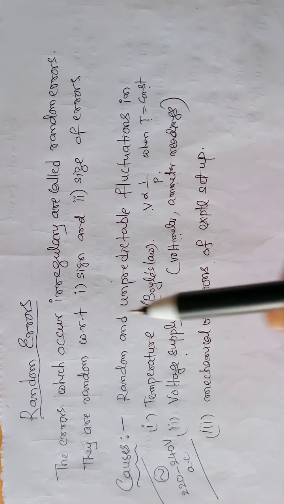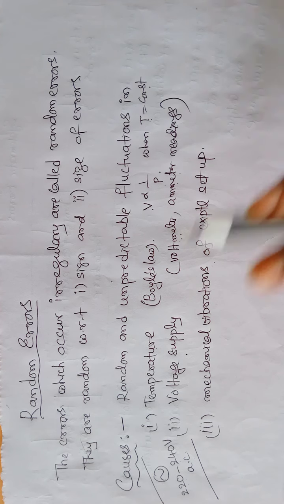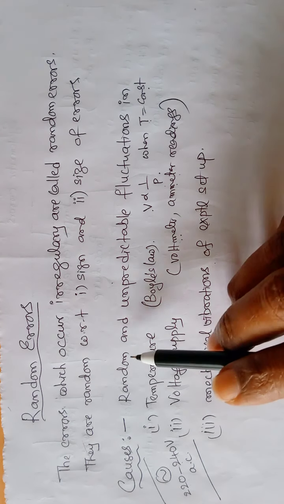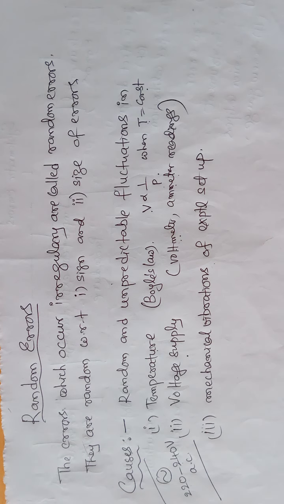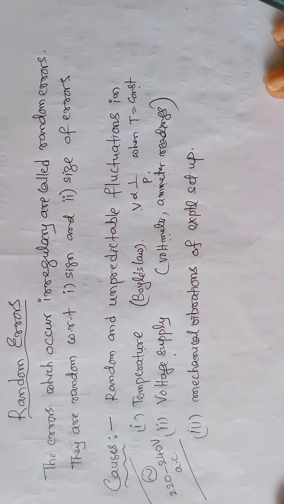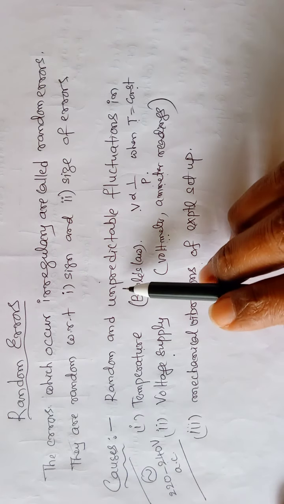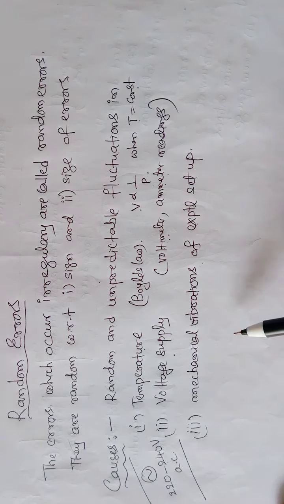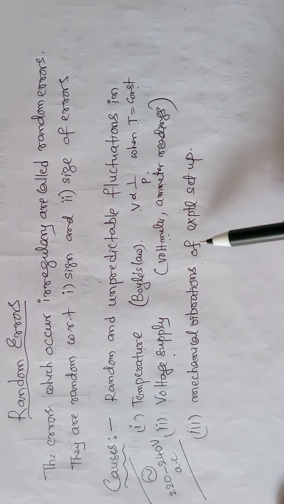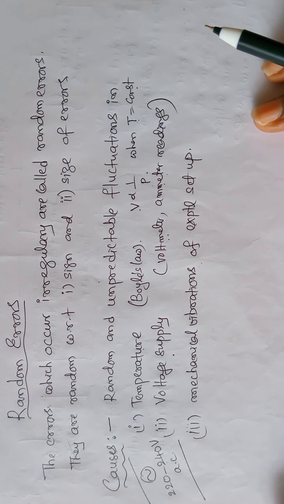Okay, what are the causes of the random errors? Which cause the random errors? Random and unpredictable fluctuations. The reason for the random errors are random and unpredictable fluctuations in temperature, voltage supply, and mechanical vibrations of experimental setup. Some three reasons are given. We should consider each in detail.